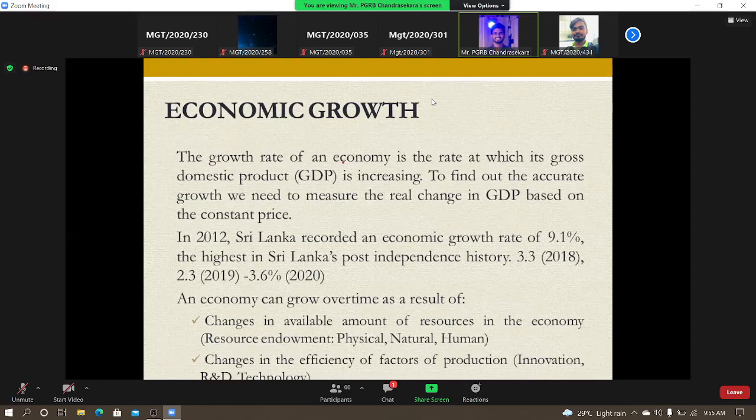Then to identify the correct growth rate, we need to identify the real change of GDP by basing on the constant price.